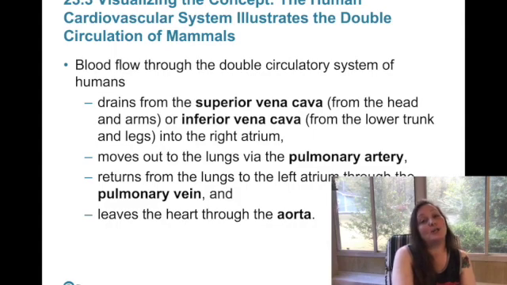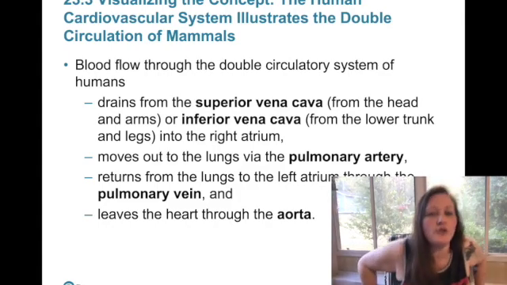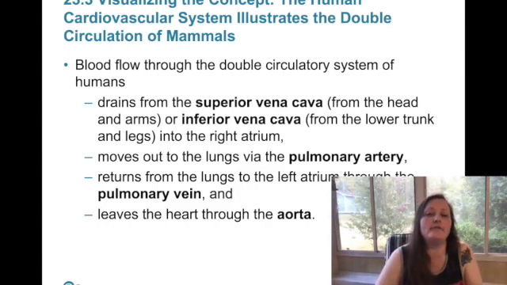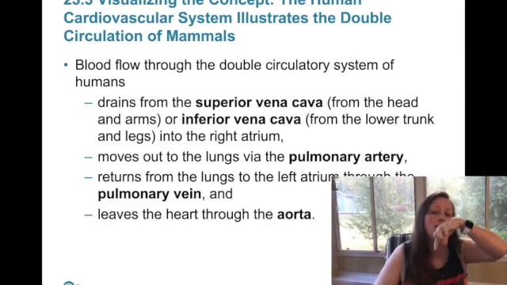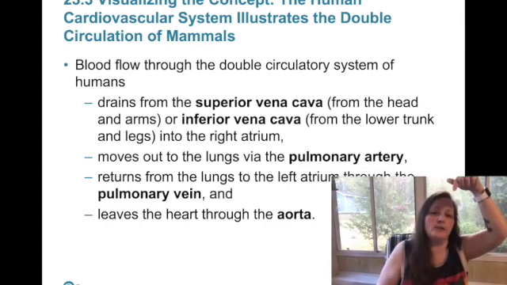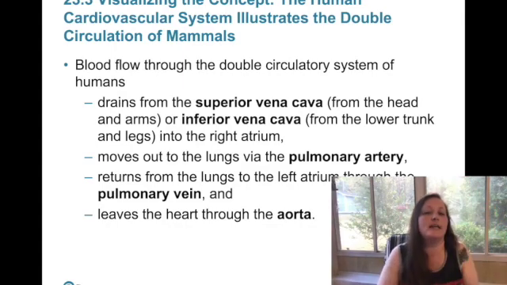Ready for some terms? So blood flows through the double circulatory system of humans. It drains from the superior and the inferior vena cava. And again, we're going to have a picture, but superior comes from the top, inferior from the bottom. So the vena cava goes like this, into the right atrium of the heart.